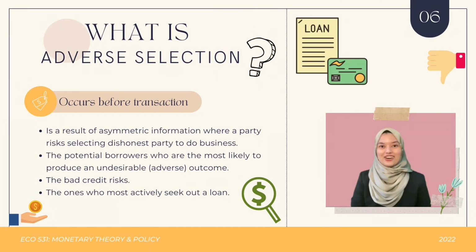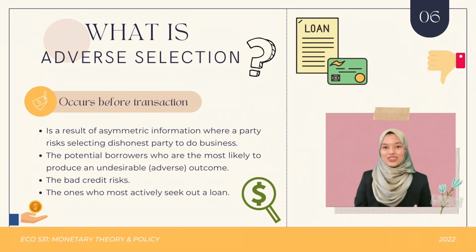Thank you, Farah. Now I'm going to continue with the concept and theory of adverse selection and moral hazard. What is adverse selection? Adverse selection is the problem created by asymmetric information before the transaction occurs. Adverse selection in financial markets occurs when the potential borrowers who are most likely to produce an undesirable outcome are the ones most actively seeking a loan. Adverse selection makes it more likely that loans might be made to bad credit risks. Lenders may decide not to make any loans even though good credit risks exist in the marketplace.